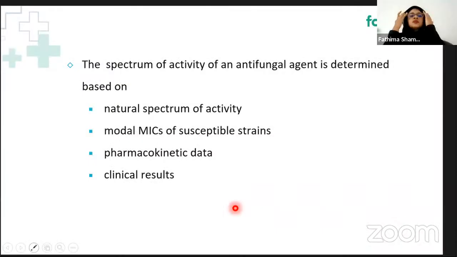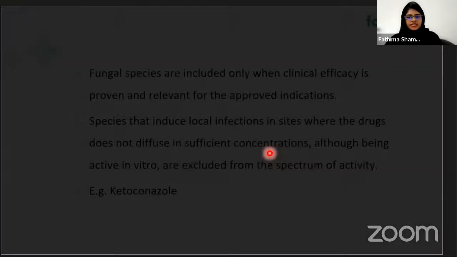Now, the spectrum of activity of an antifungal agent is determined based on its natural spectrum of activity. Means some fungal species are inherently resistant to some antifungal agents, and some resistance is acquired. Now, based on modal MICs of susceptible strains, based on pharmacokinetic data, and based on clinical outcomes and results. So based on many factors, the spectrum of activity of an antifungal agent is determined.